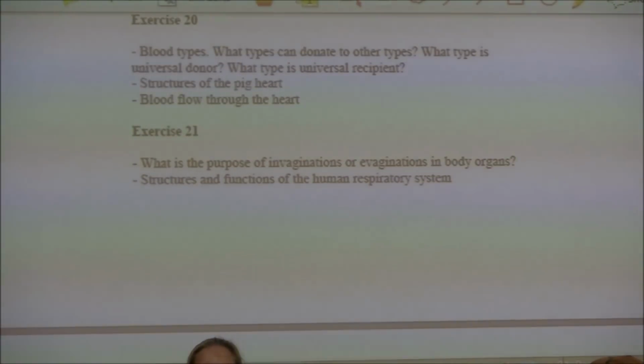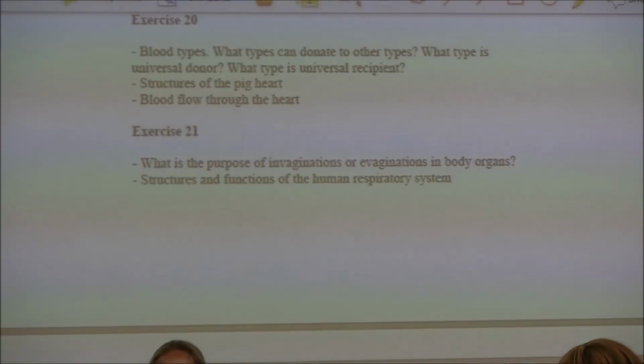Okay. Structures of the pig heart. Dissection. Pictures that we labeled today. No, we're still in 20. The second one on 20. Structures of the pig heart. Okay? Blood flow through the heart. The flow chart that I put on Blackboard for you guys would be the easiest way to do it. We're still on exercise 20.